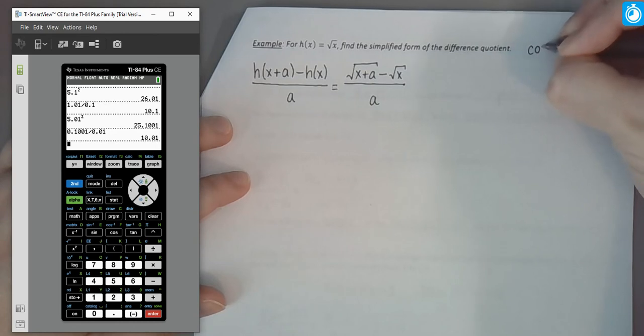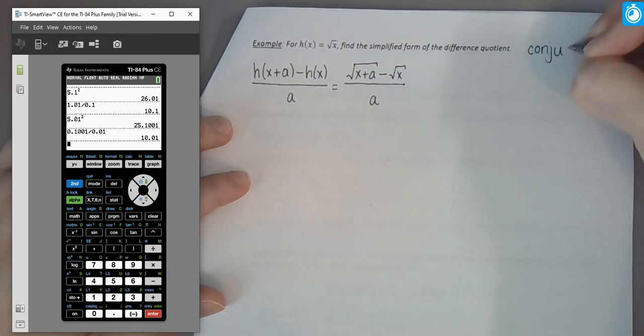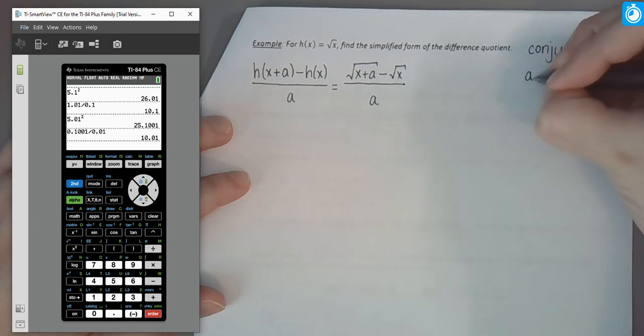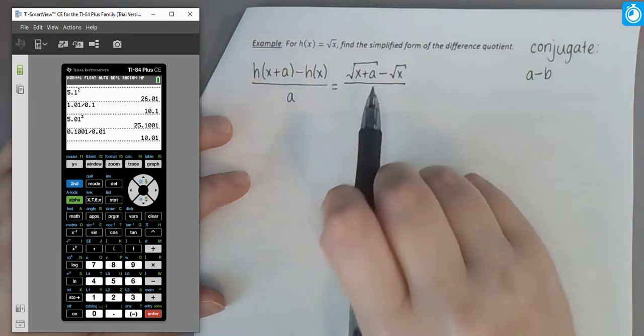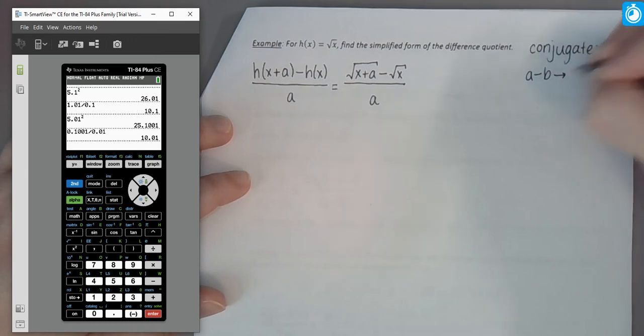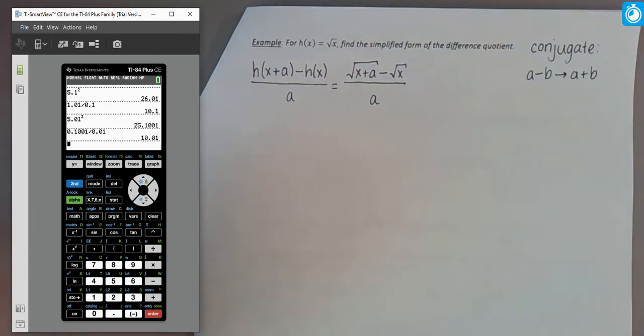So the conjugate, let's define what a conjugate is. The conjugate of something like a minus b, since we have subtraction here, would be a plus b. Or if you started with a plus b, then its conjugate would be a minus b. So the conjugate is going to be the binomial that has the same terms, but the opposite operation in the middle. If it starts as subtraction, it becomes an addition. If it starts as an addition, it becomes a subtraction.